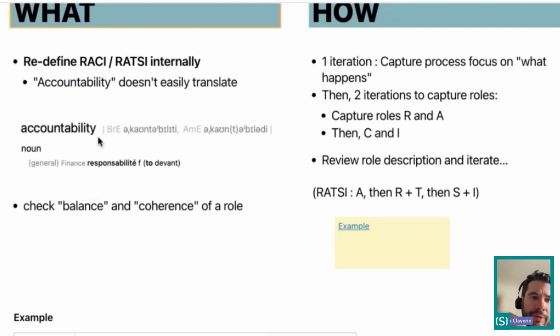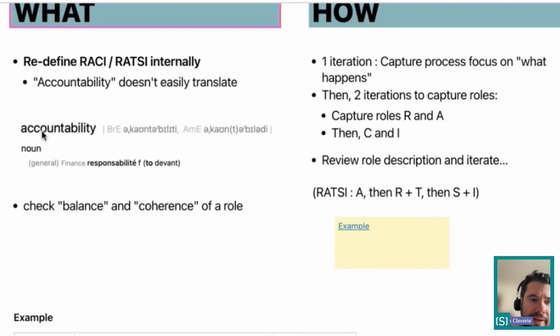The most important one for me to redefine is accountability, especially if you're working with French people like me. Accountability doesn't really have a good translation in most European languages except English. I took a screenshot here of the dictionary translation for French, and you see that it translates directly to responsibility. Responsibility is the same in Spanish, Italian, and German as well. So there's no real one-to-one single-word translation for accountability.